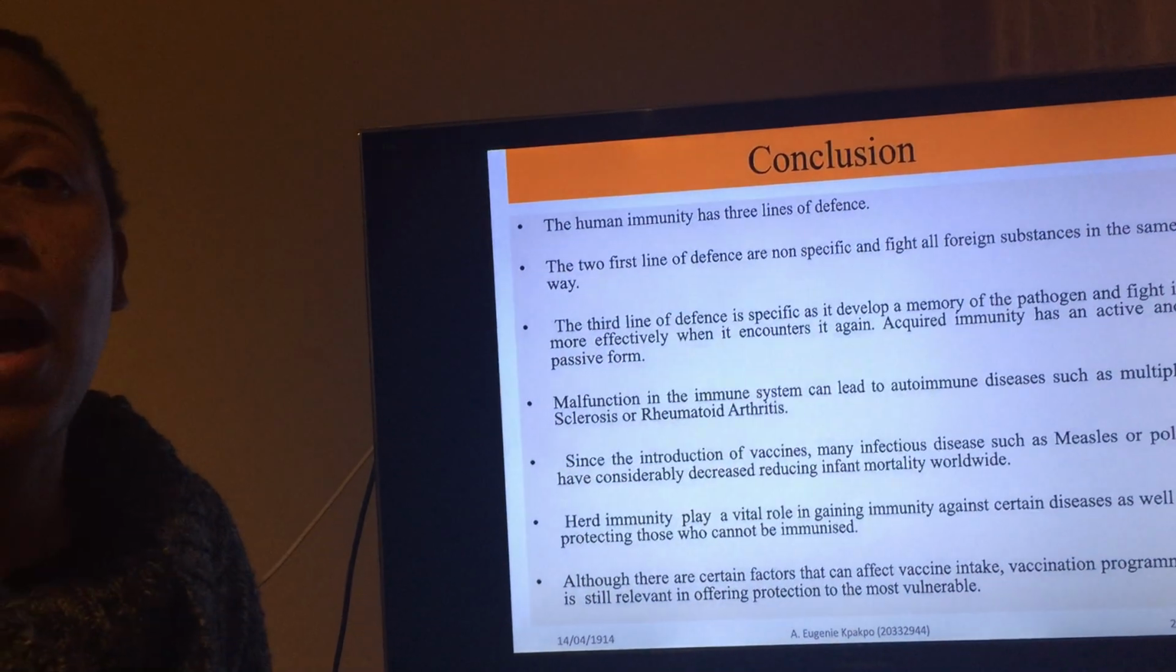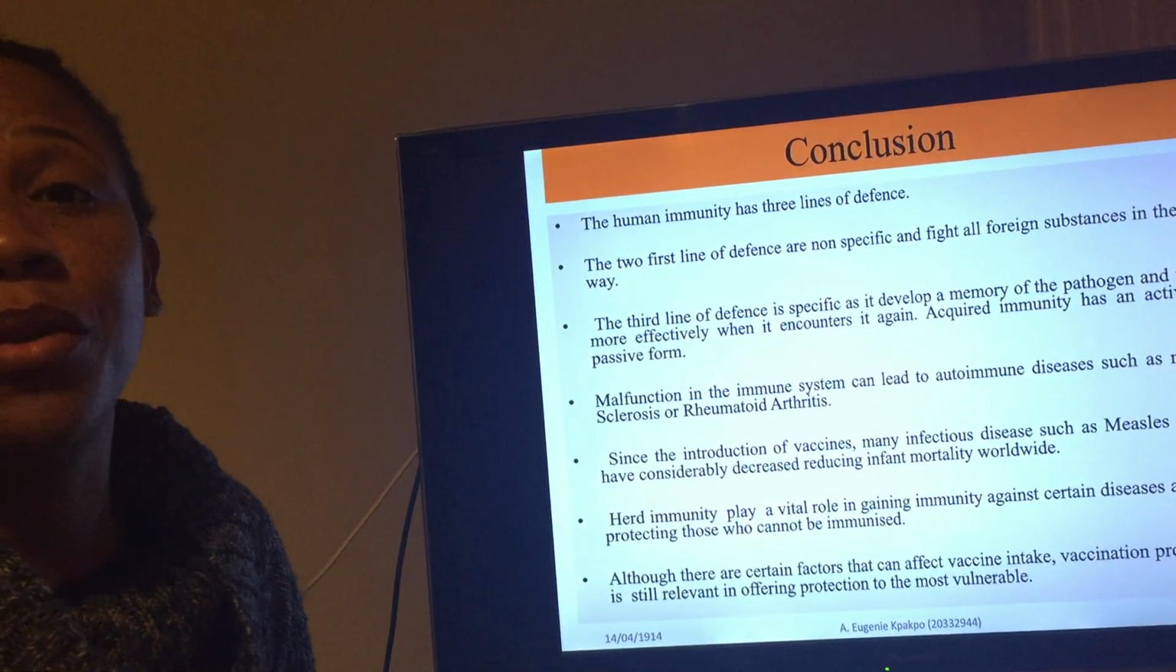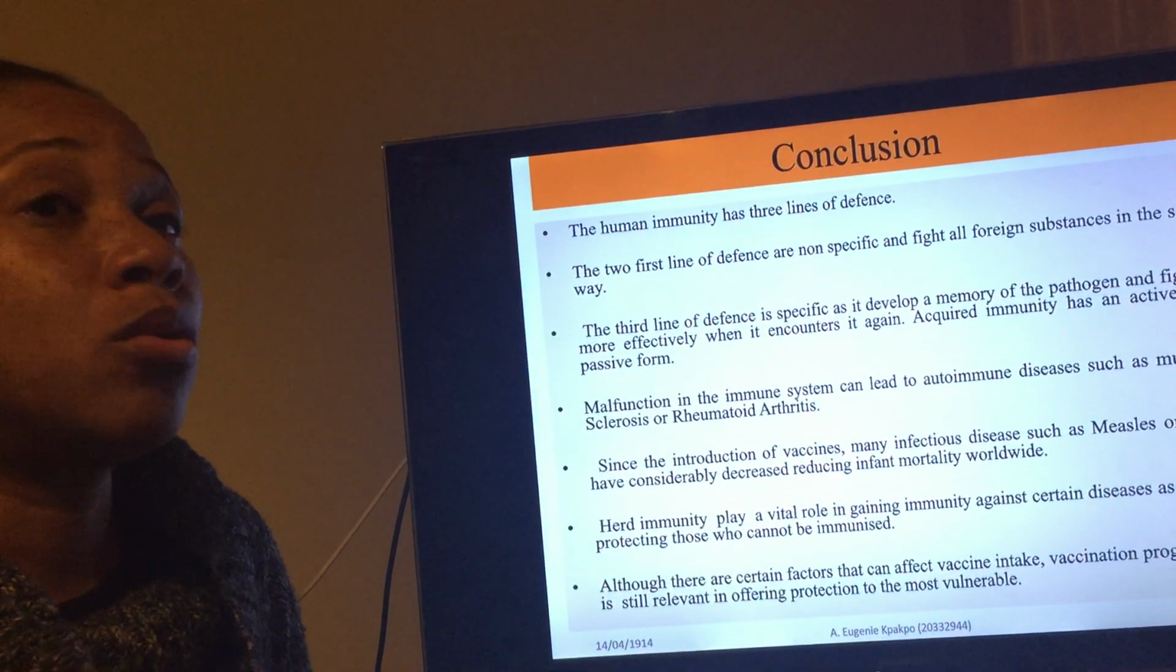Vaccination programs are relevant in offering protection to the most vulnerable, despite the fact that certain factors can affect vaccine intake.